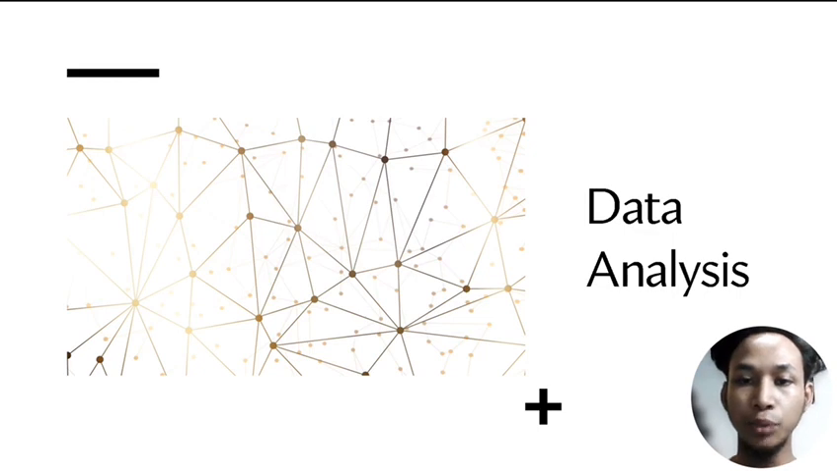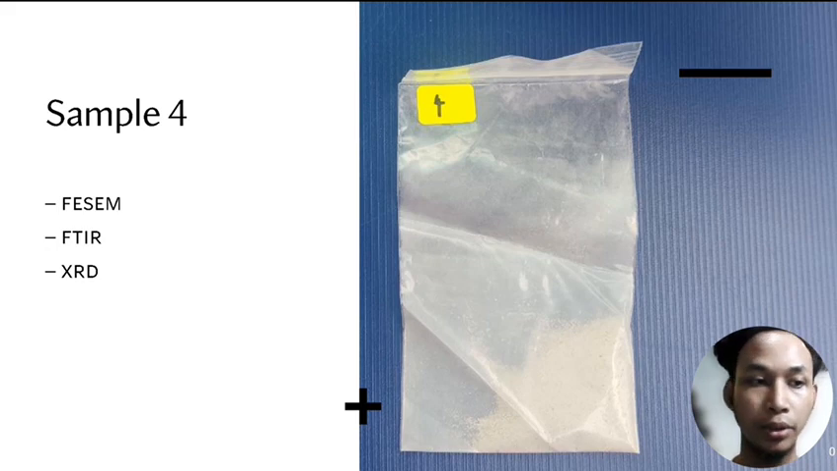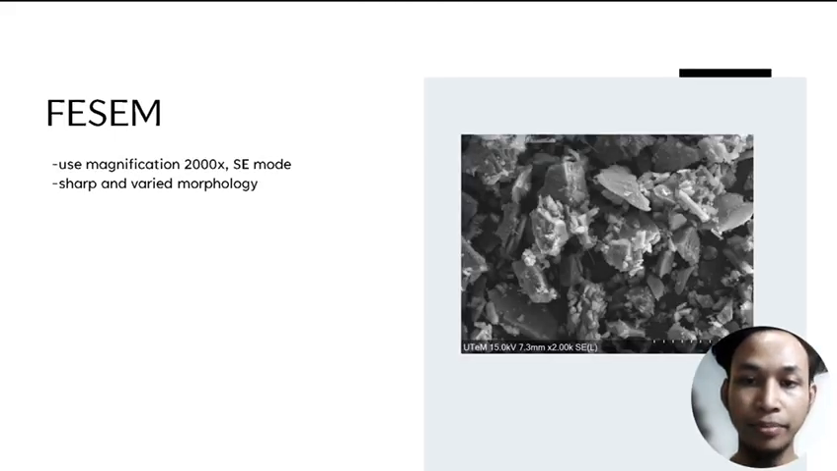Now it is my turn to present about data analysis. On our task, we have provided two samples, sample 4 and sample 21. For sample 4, we use FESEM, FTIR and XRD for the material characterization. From the FESEM image, we can see that the morphology of sample 4 is sharp and varied, and this used a parameter of 2000 and SE mode.